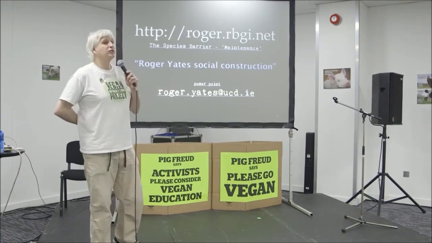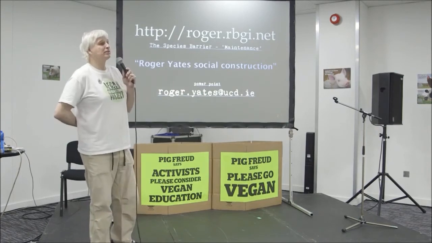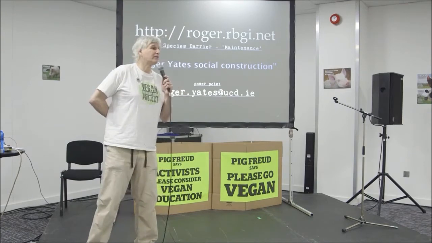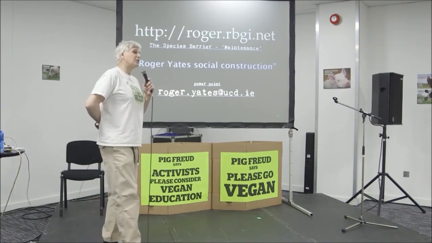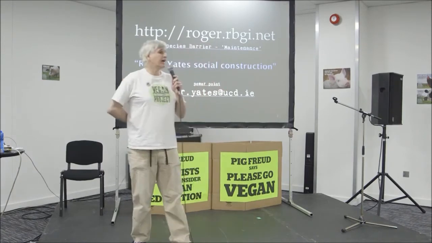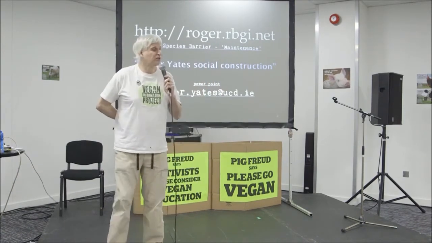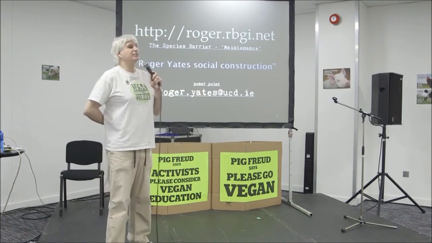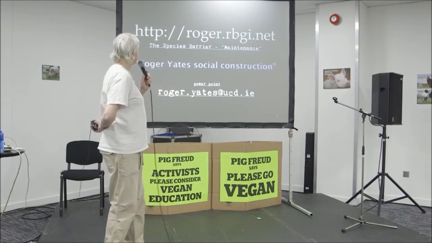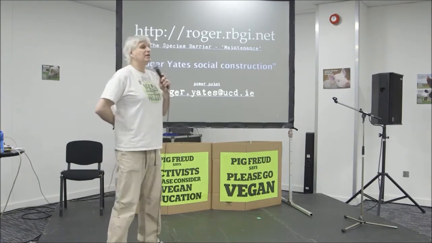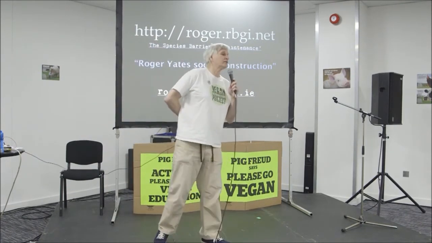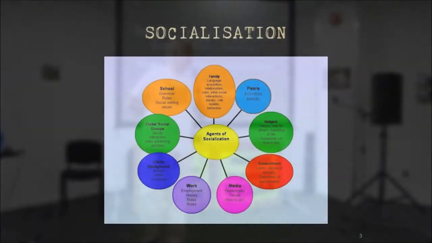If you'd like to actually read that, the easiest way to get into it is if you Google Roger Yates social construction. Usually that comes up. Obviously, I'm going to be showing you a PowerPoint and just picking out a few highlighted things. So if you want to see the full one at the end, if it's intrigued you enough, then email me, roger.yates@ucd.ie. UCD is University College Dublin, where I'm an occasional lecturer.